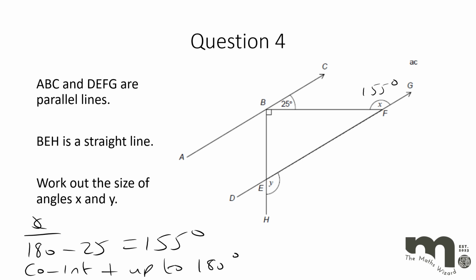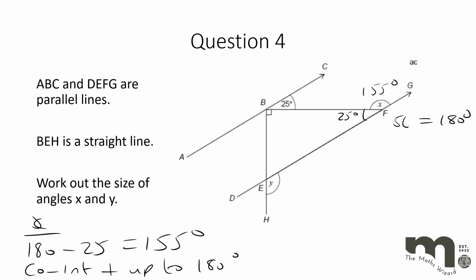Then there's a few places we can go after that for y. We can go here. So that's 25 degrees, and you can give two reasons for that. You can say that angles on a straight line add up to 180, because we've got a straight line here. Or you can talk about your alternate angles. So alternate angles are equal.